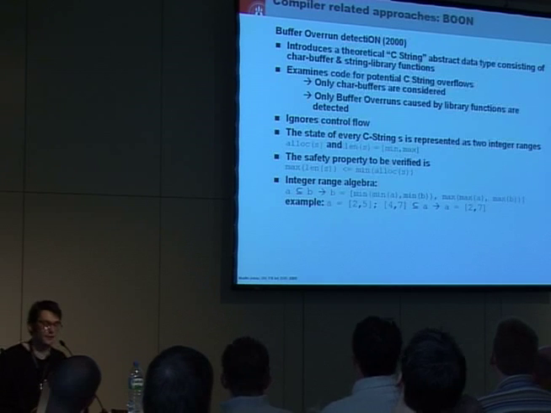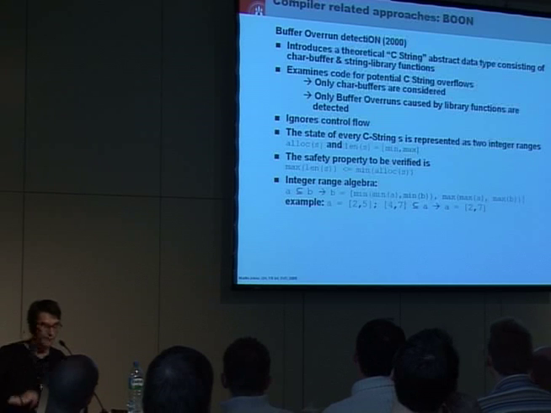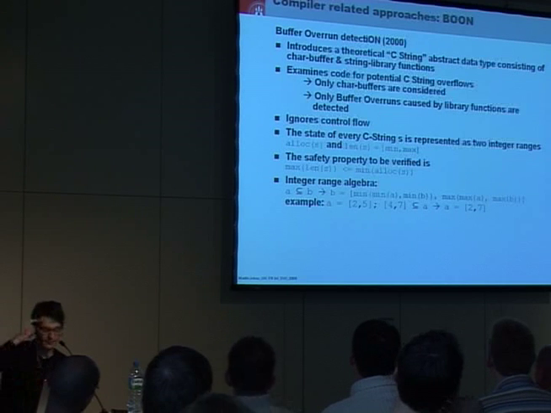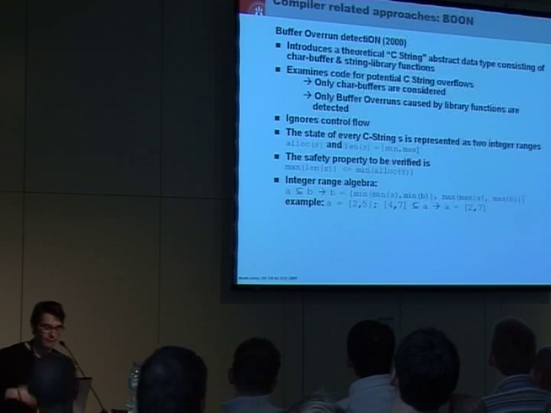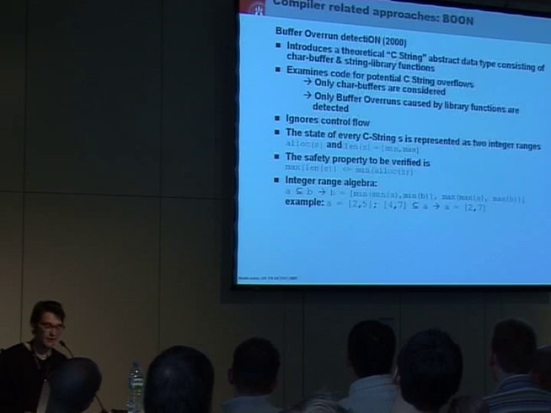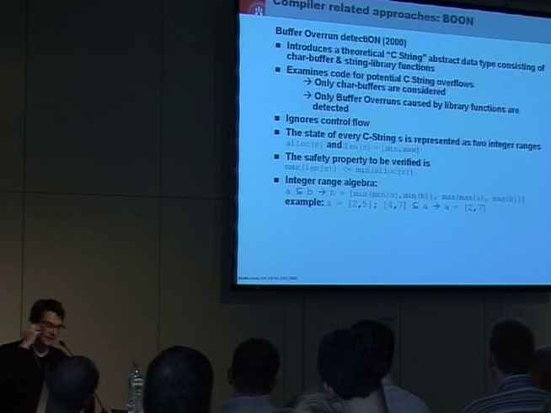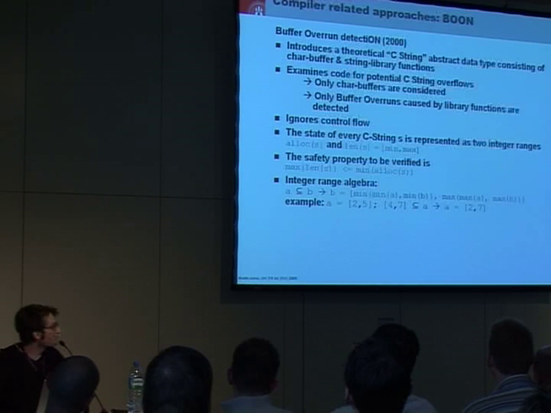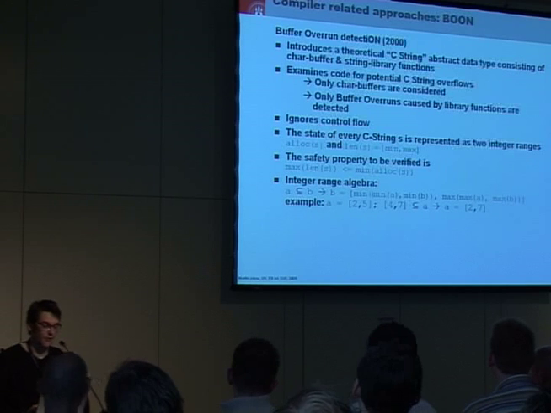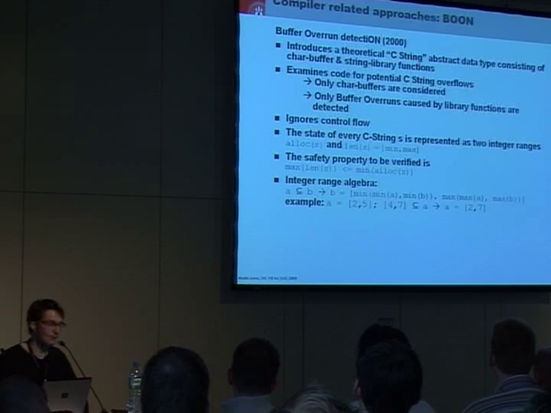It's done via integer range analysis. So for every C-string in our program, Boon creates two variables, alloc s and len s. Alloc s represents the range of memory that may be allocated for this C-string. Len s represents the minimum and the maximum amount of memory that is actually used, so how many bytes are actually written into this buffer. The safety property is pretty obvious. If for one of our C-strings the maximum value of len is bigger or equal to the minimum value of alloc, we might have a problem. It might be a situation where we write more into the buffer than we have allocated space, and so we have a buffer overflow.